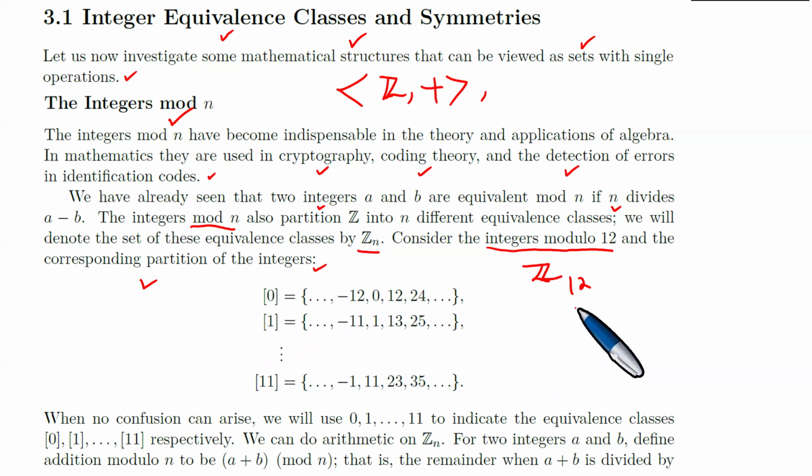In the same way, they also proceed in the positive direction. So you have 24, and you add 12 to that, you have 36, you have 48, you have 60, and so on and so forth. But all these multiples of 12, because we are in integers modulo 12, are all equivalent to 0 modulo 12.